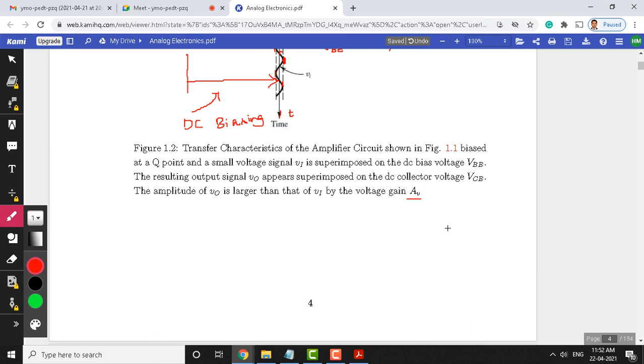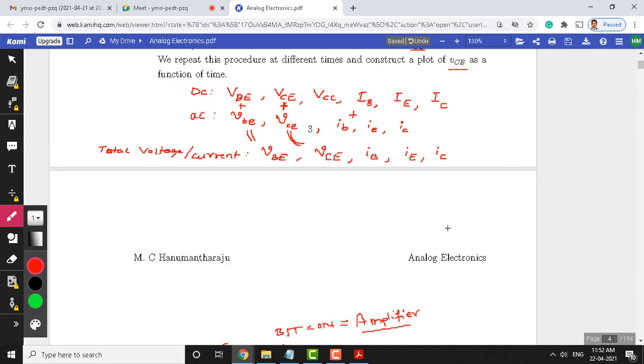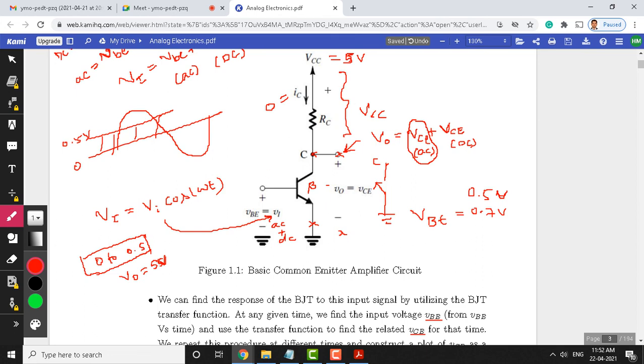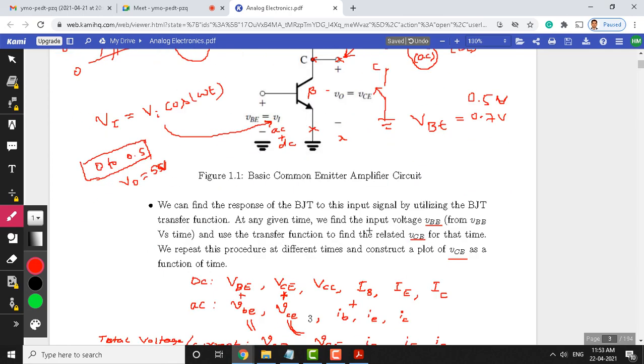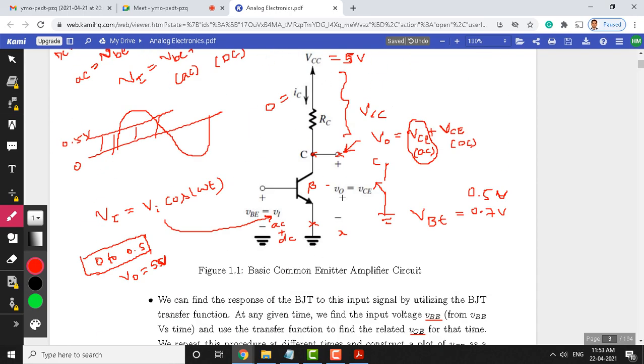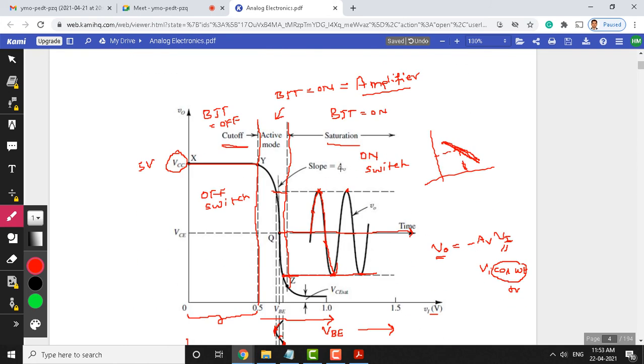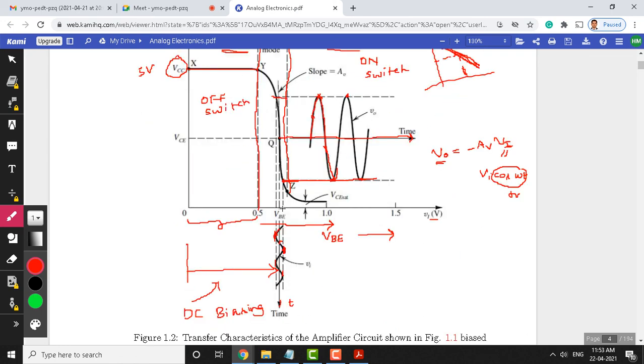I hope in today's class we discussed a simple amplifier circuit, which is a common emitter configuration circuit, and we discussed various AC quantities and DC quantities, and how the circuit amplifies. We showed that with the help of transfer characteristics. We also discussed the various modes of operation of the BJT: cutoff, saturation and active mode. We said that cutoff and saturation can be used as a switch, and active mode can be used as an amplifier. Specifically, we discussed voltage levels of each input and the corresponding output voltages, shown with both AC and DC quantities.